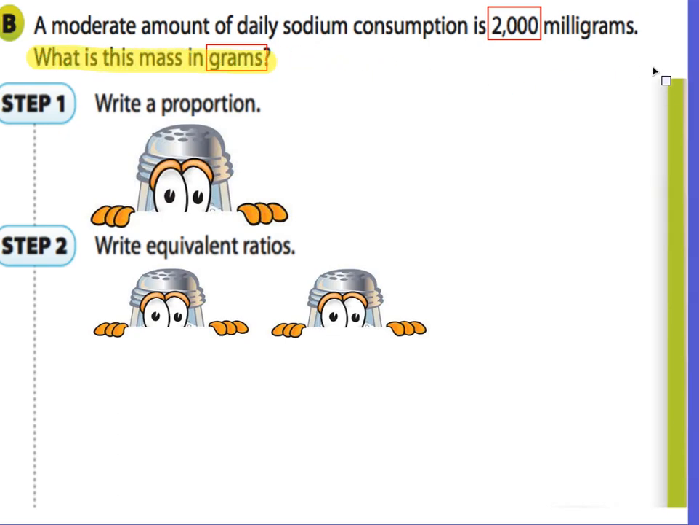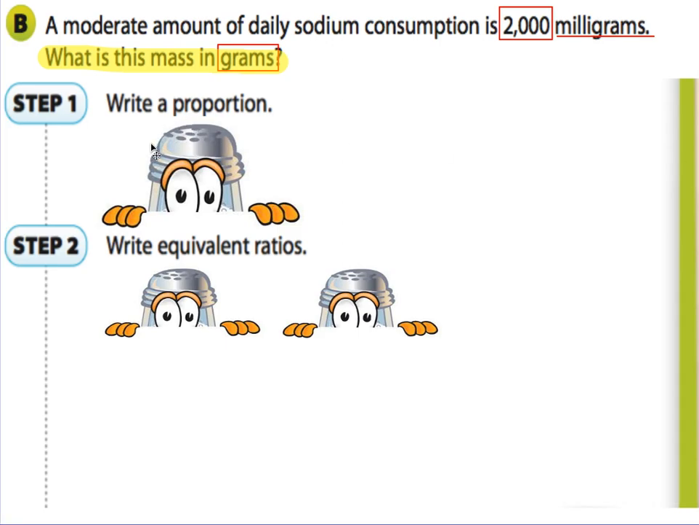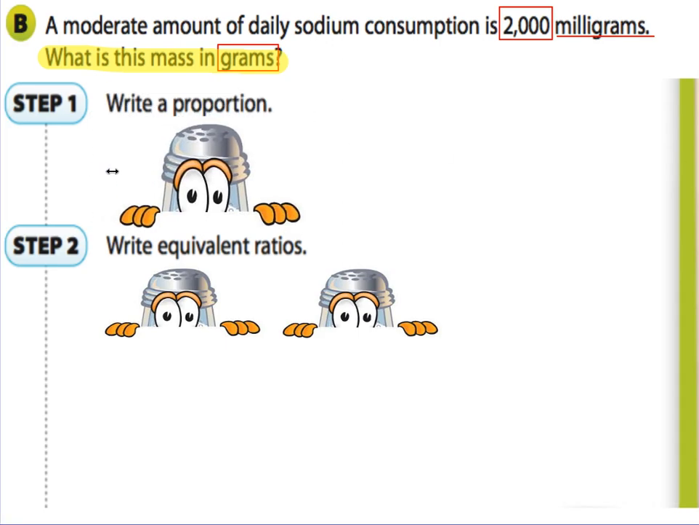Right, so 2,000 milligrams, and we want to know what is that mass in grams. So again, we're going to go ahead and write a proportion. We're going to write the conversion factor first, because we write what we absolutely know first. Just in case I don't have those conversion factors, remember our little silly sentence, King Henry died by drinking chunky milk.